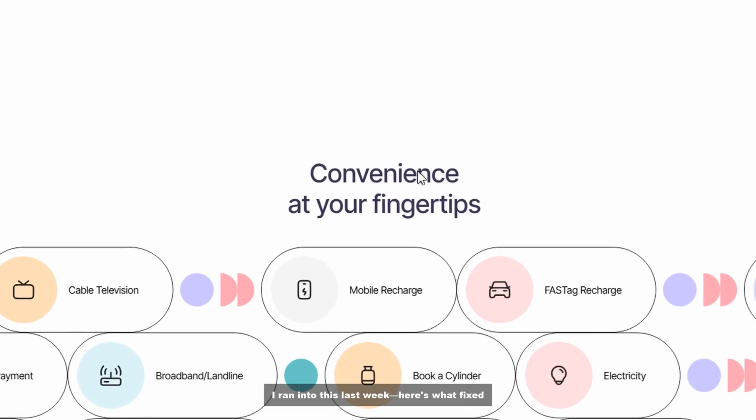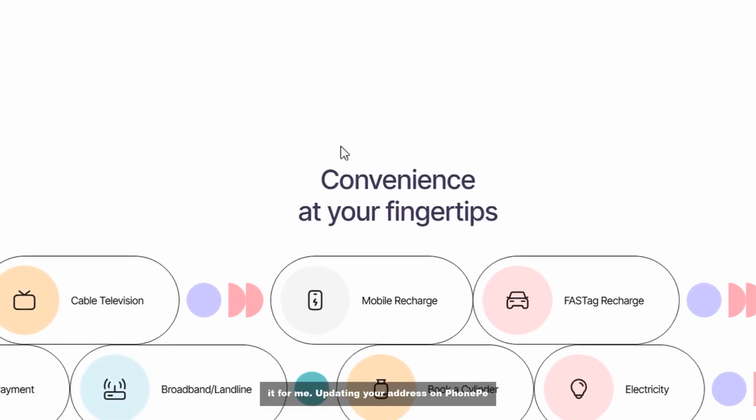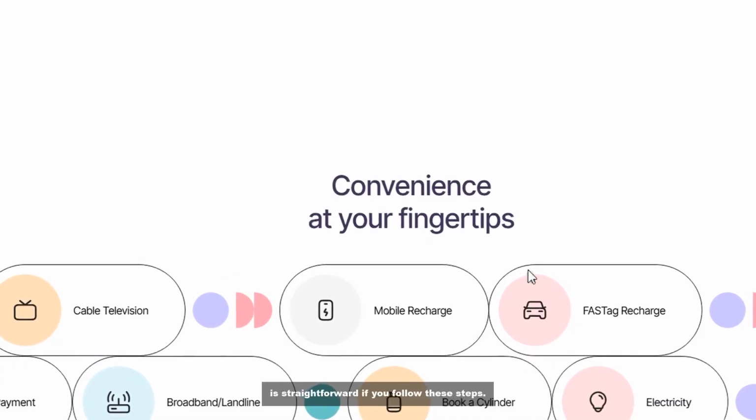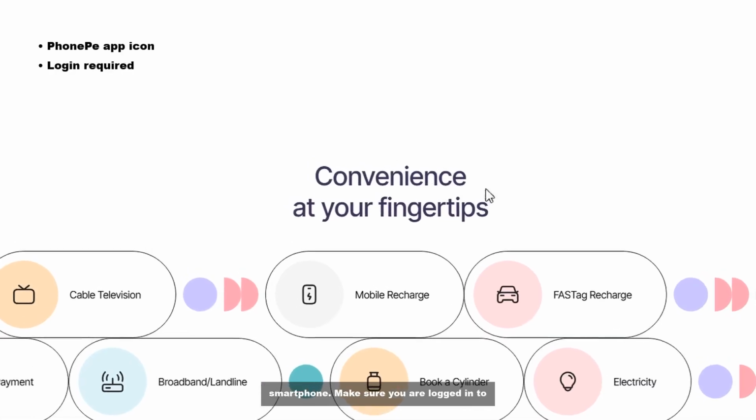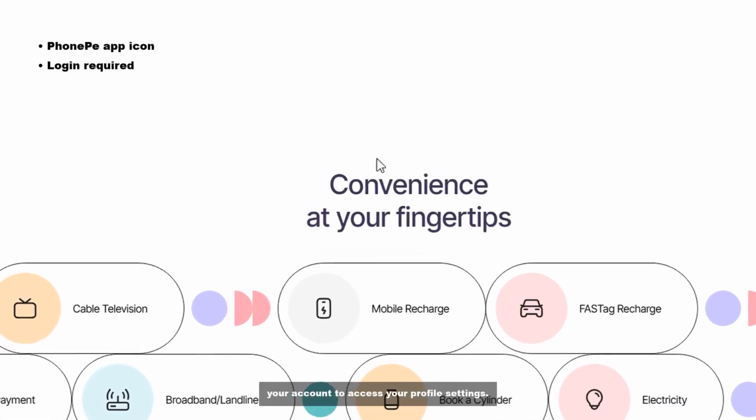I ran into this last week. Here's what fixed it for me. Updating your address on PhonePe is straightforward if you follow these steps. Step 1. Open the PhonePe app. Launch the PhonePe application on your smartphone. Make sure you are logged into your account to access your profile settings.